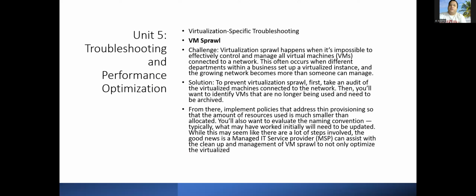Solutions. Here's how you solve it. To prevent virtualization sprawl, first take an audit of the virtualized machines connected to the network. So what machines are what? Who's with accounting? Who's with research? Who's with marketing? Who's with HR? Who's with reception, et cetera. Then you'll want to identify VMs that are no longer being used and need to be archived. Accounting shrank to 4 people instead of 12. Let me nuke 8 virtual machines off the face of the server, or retire them or reassign them, or what have you.